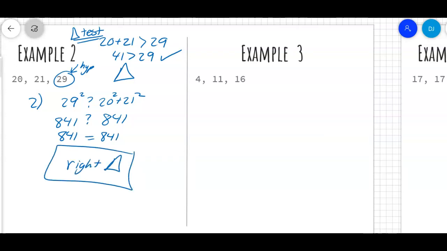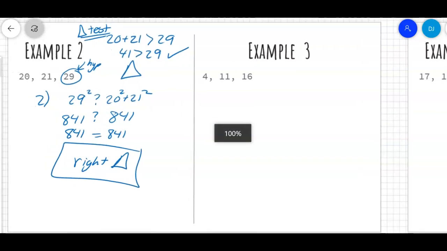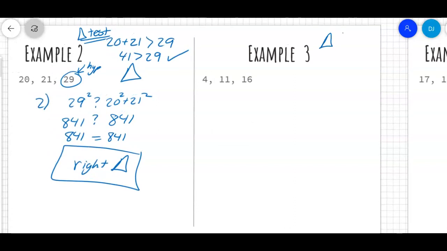We can classify that. All right, great job if you got that. Let's go ahead and take a look at number 3. So number 3, first step, triangle test.